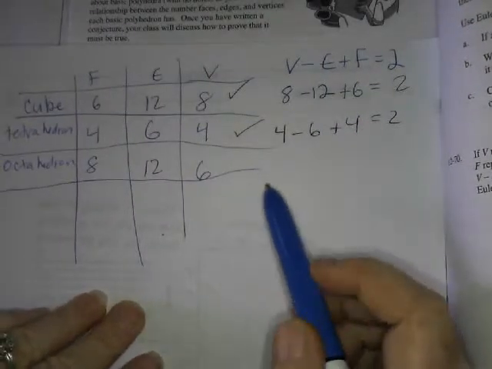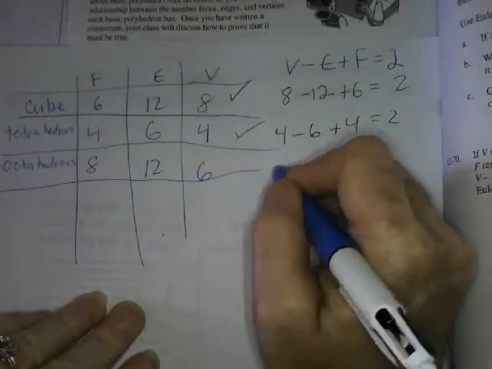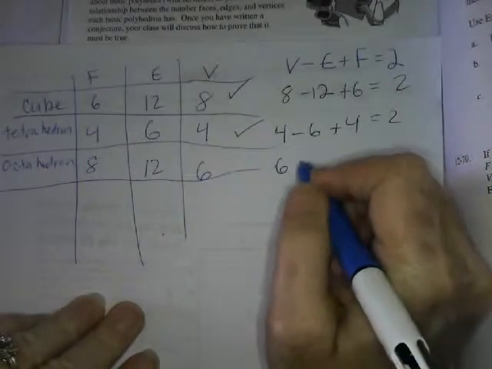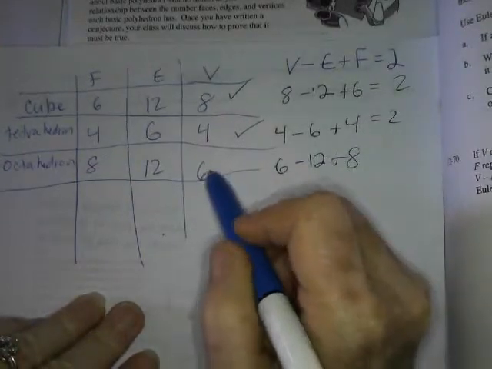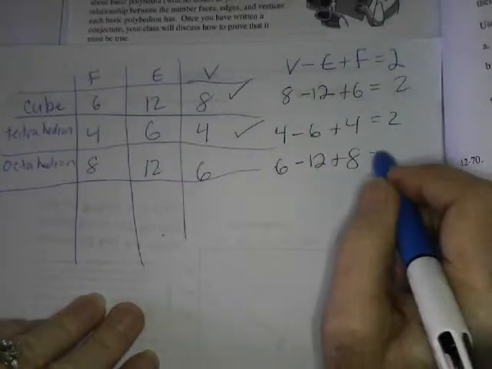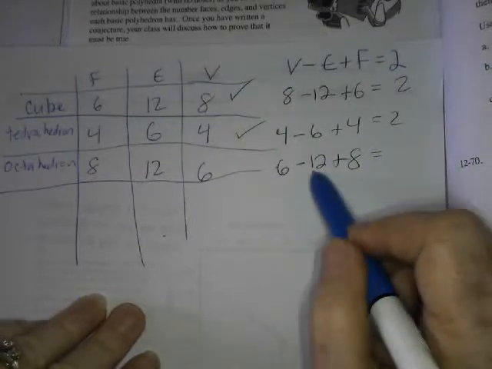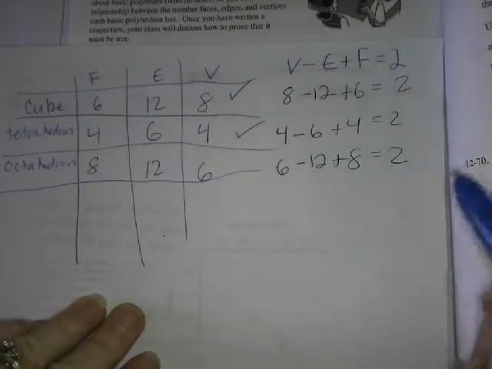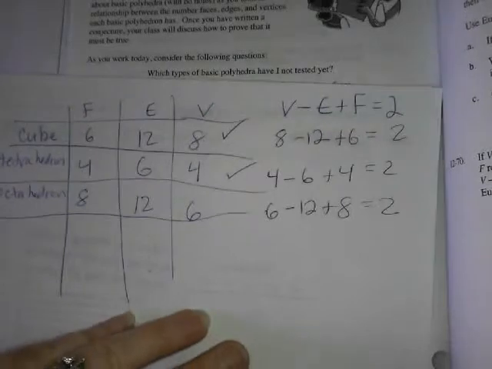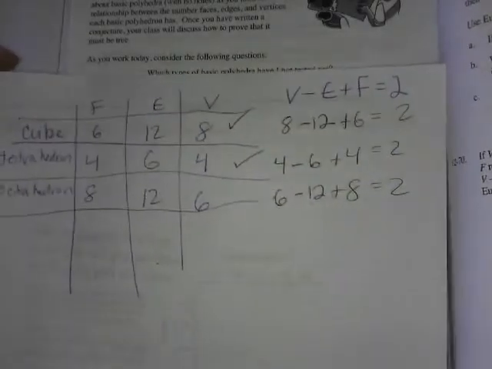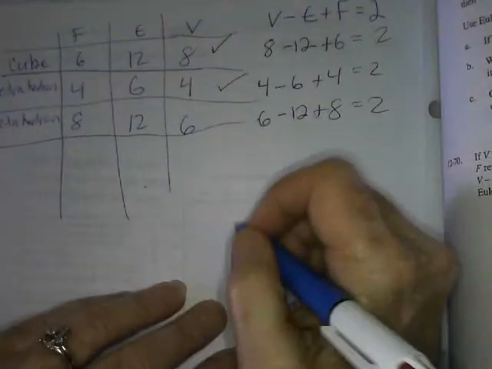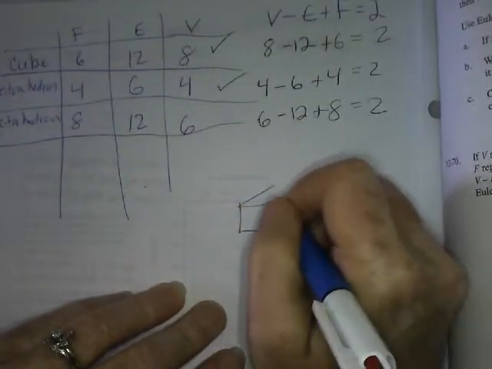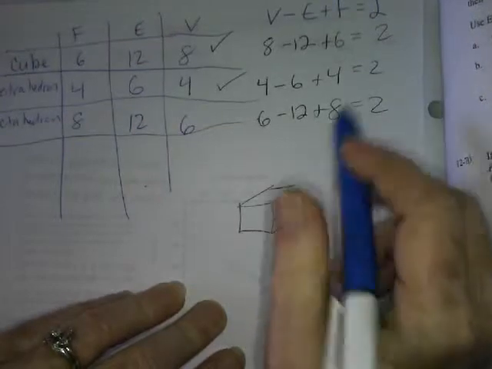Vertices, 6 minus 12 plus 8. So I can just go that minus that plus that. Should equal 2. 6 minus 12, that's negative 6, plus 8. Okay, so I need you to do whatever it takes, maybe draw a few. You can draw some of these and convince yourself that this is true, and then you're basically just going to answer questions.